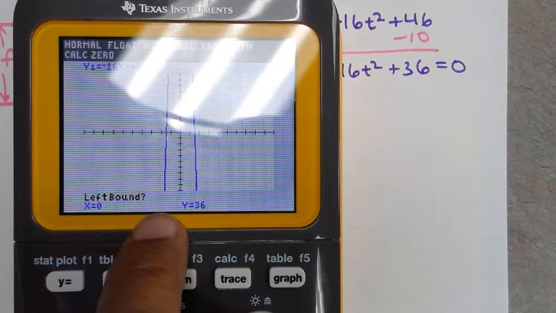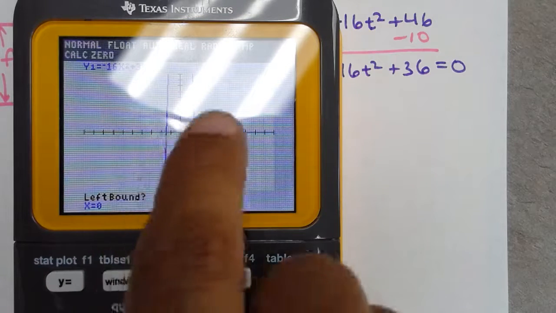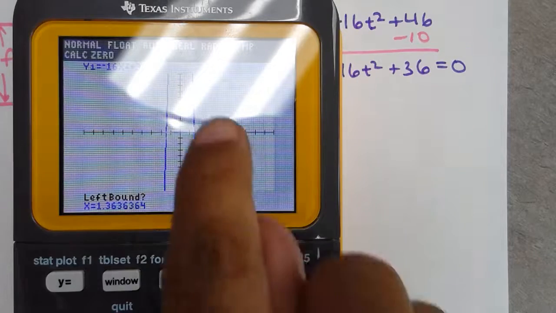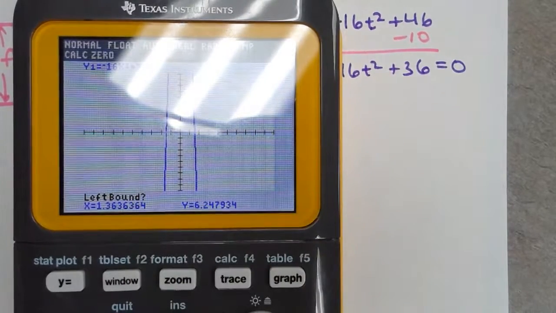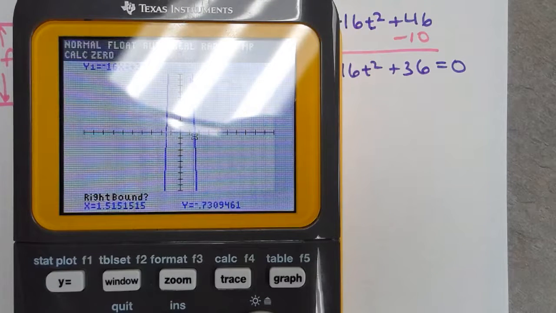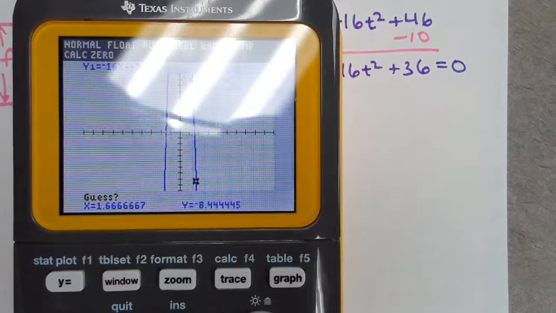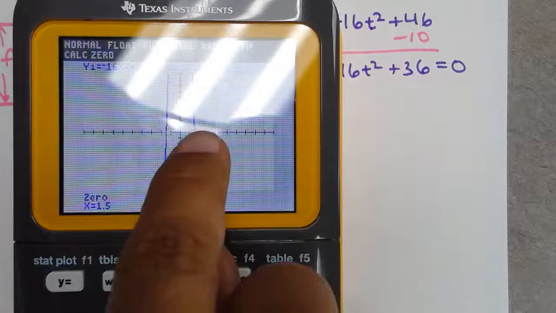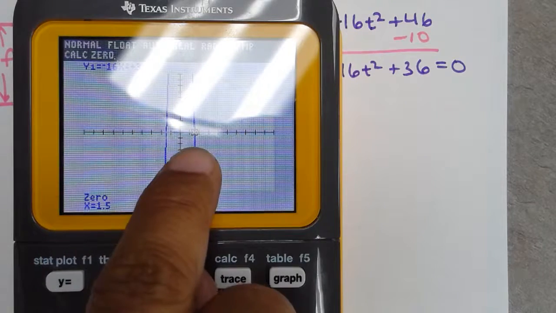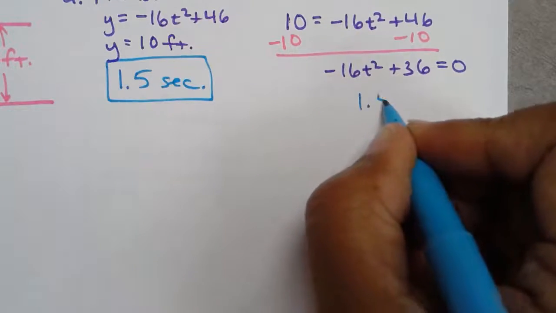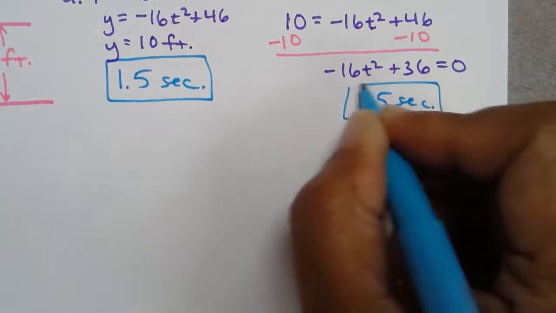And it says left bound and right bound. Because it hits it twice, you have to say, okay, either this one or that one. We want this one. So arrow to the right until you see the cursor show up. There it is. We want to be on the left side of that line. Notice this kind of gets wider this way. So hit enter when it's on the left side. Notice now it says on the right side. So I'm going to keep arrowing to the right until it goes across that middle, and hit enter again. And then the guess, hit enter, and now it says the 0, 1.5. Same thing. Okay? So either method still gets you the 1.5 seconds for the time.